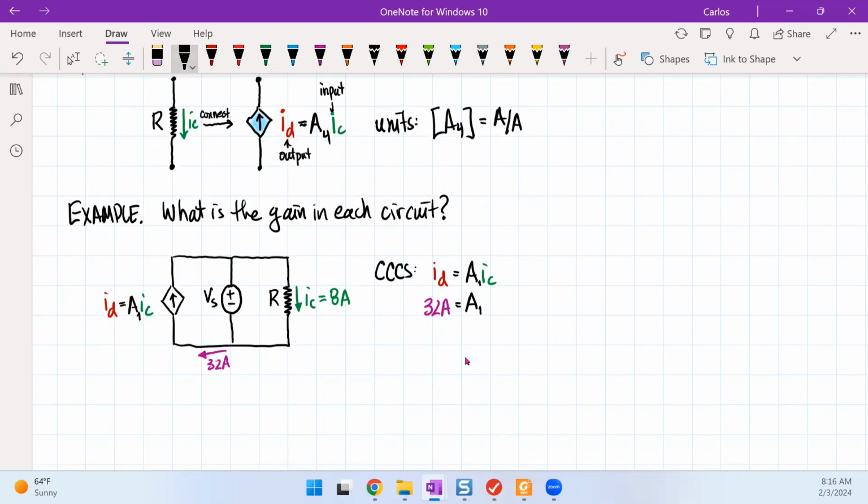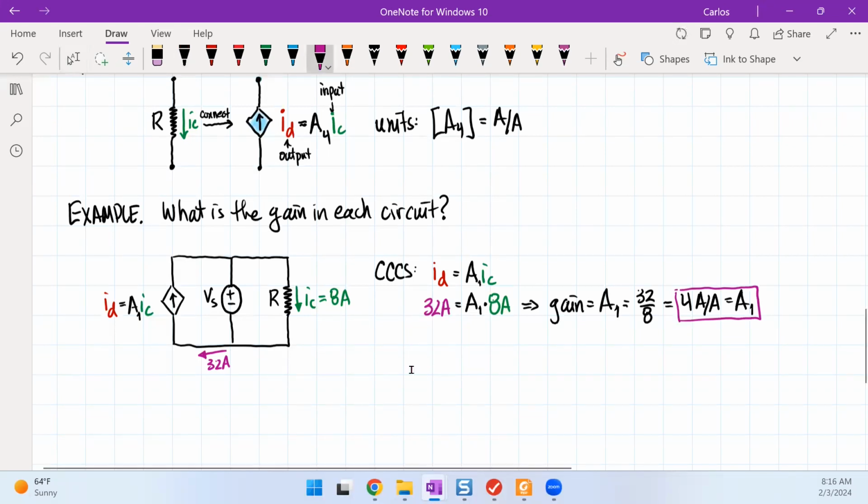And then our controlling current, we see here that it's 8 amps somewhere else on the circuit. So this tells us by inspection that the gain of this amplifier, which we call A1, is going to be 32 over 8, which tells us that the gain is 4 amps per amp. And that's what we define as A1. And that's how I get the gain.